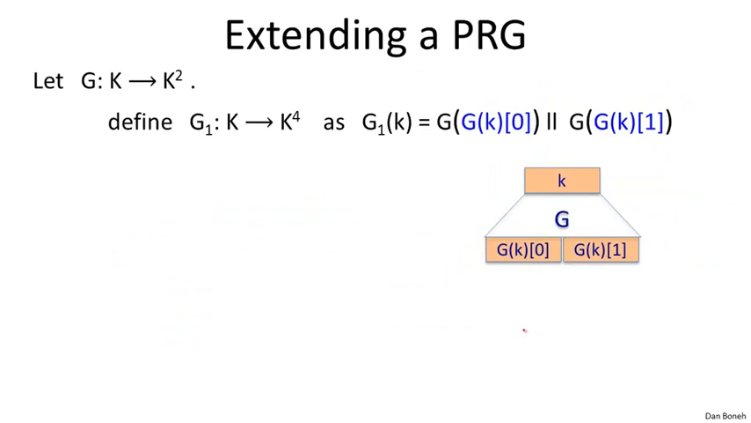So the first thing we're going to do is, again, start with a PRG that doubles its input. Let's see if we can build a PRG that quadruples its input. So it goes from K to K to the 4th instead of K to K squared. Okay, so let's see how to do it.